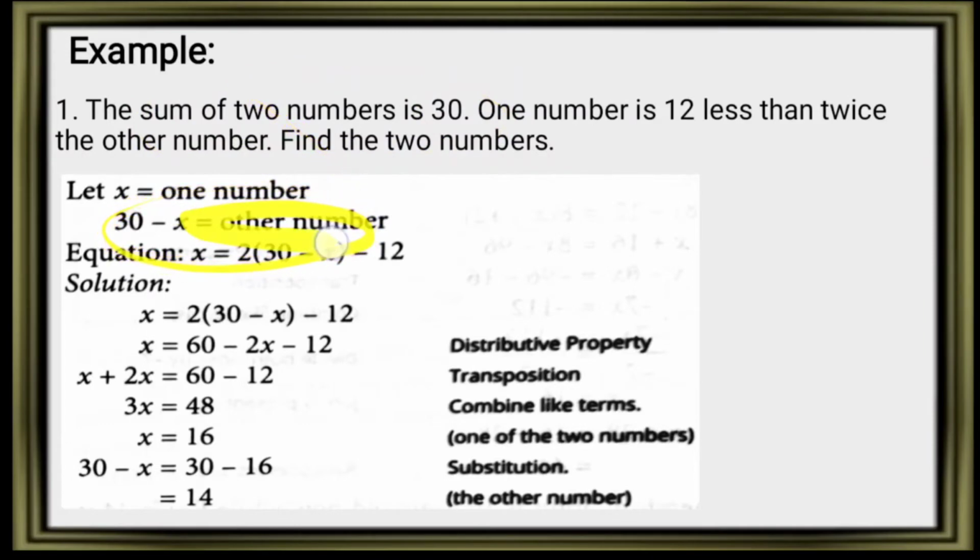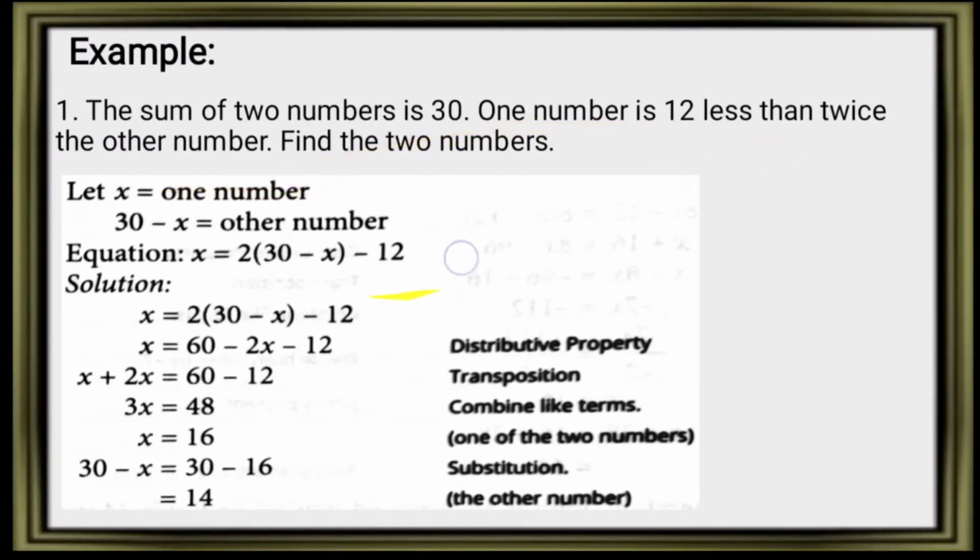Next, let's create an equation. It says that one number, that is x, right, is, one number is means equal, okay? One number is equal to 12 less than twice the other number. 12 less than, therefore, we have to put 12 at the last part. Less than means subtraction. Twice the other number means we have to multiply 2 to the other number, which is 30 minus x. That's why we have 2 times 30 minus x.